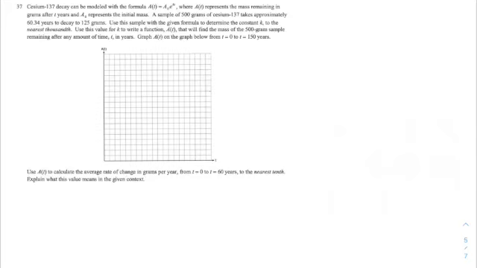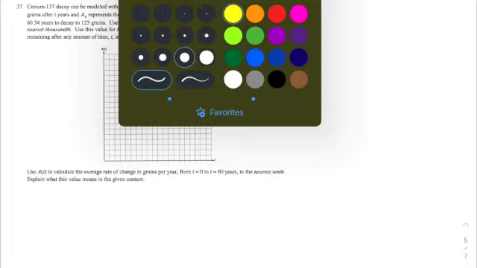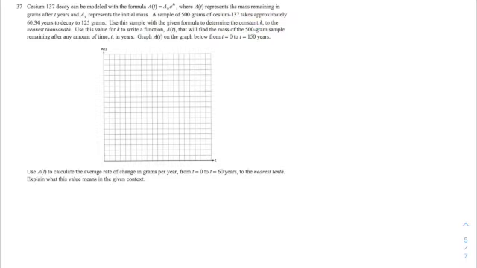For today's lesson, we will be doing a question on exponential decay. So let's read the question. Cesium-137 decay can be modeled with the formula A of t equals A sub 0 times e to the power of kt. So this is an important formula, so let's highlight that.